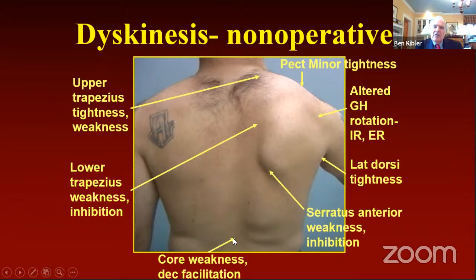Don't forget that maximal activation of the periscapular muscles is off of a stabilized core. So 50% of the time in patients with dyskinesis, you can find abnormalities of core strength or stability. Lower trapezius is very, very commonly a problem: upper trapezius being tight, lower trapezius being weak.